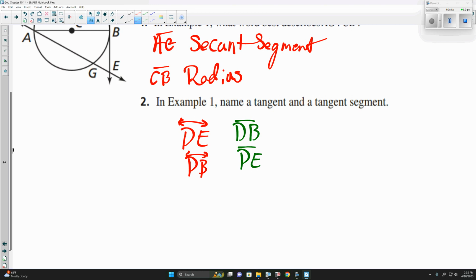Questions on this here? Yeah. Because we could say EB and put a line above it, or we can say EB and put a segment above it. Any other questions on this here?